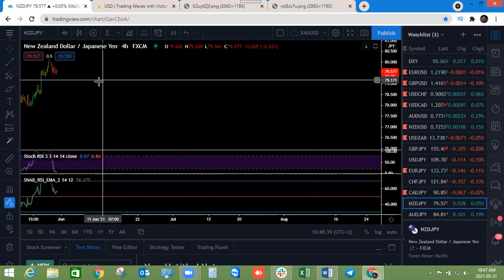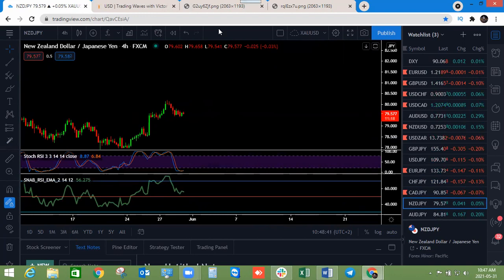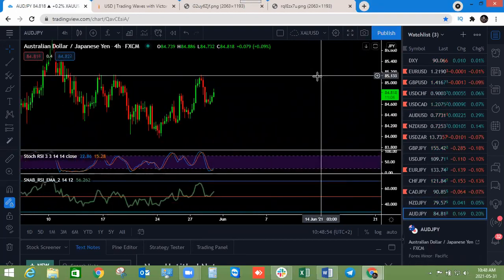New Zealand yen, we're going to see more upside. Looks like it's going to be a pullback here in 3. Only if it does this will we be interested for a move to the upside. For now, there's no confirmation for upside there.